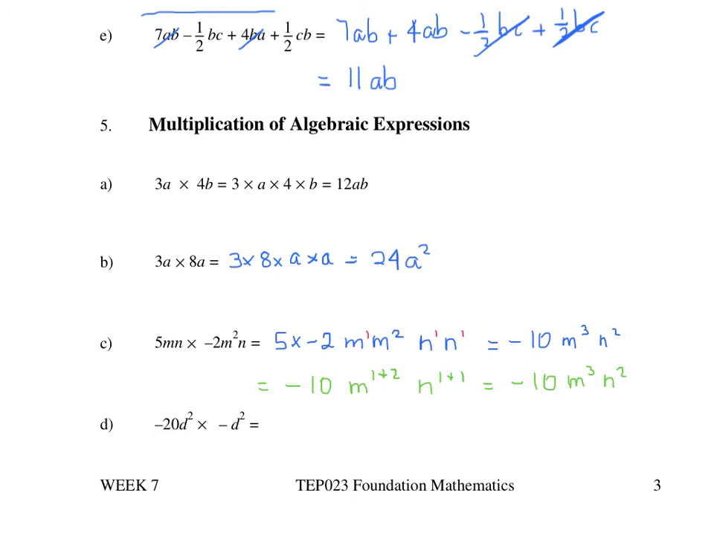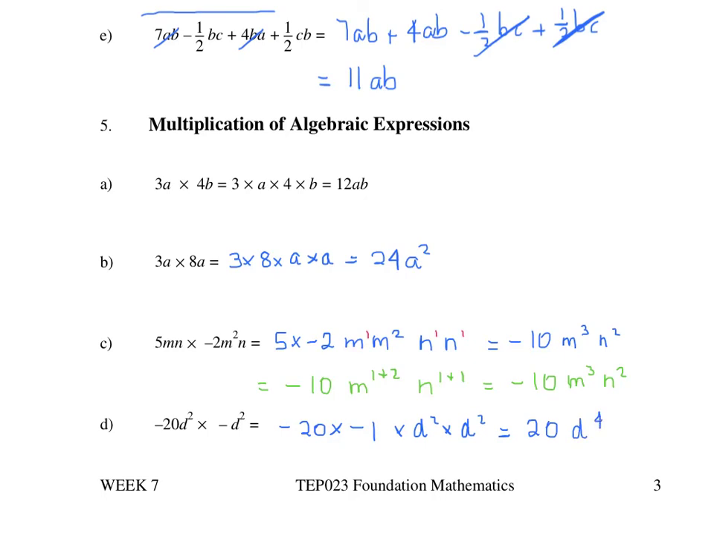Negative 20d squared multiplied by negative d squared. Looking at the numbers first, it's negative 20 multiplied by, what's it multiplied by? The coefficient of the d squared, negative d squared, is negative 1. And then we've got d squared multiplied by d squared. The answer is negative 20 multiplied by negative 1 is positive 20. D squared multiplied by d squared is d to the power 4.